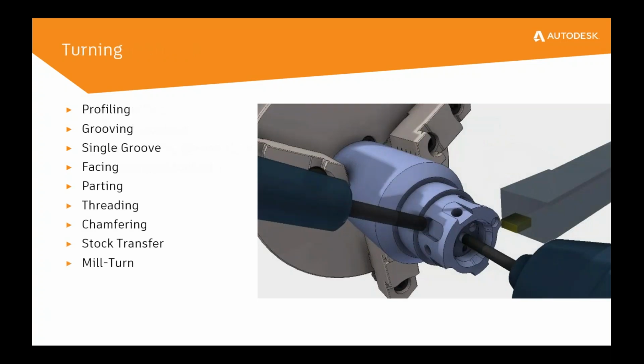On the turning side, standard profile, standard grooving, single grooves, plunge grooving. They either do XY groove or XZ grooving or plunge grooving, facing, parting, threading, chamfering, stock transfers for multi-spindle machines, mill turn environments. So you can do milling and turning in one environment.